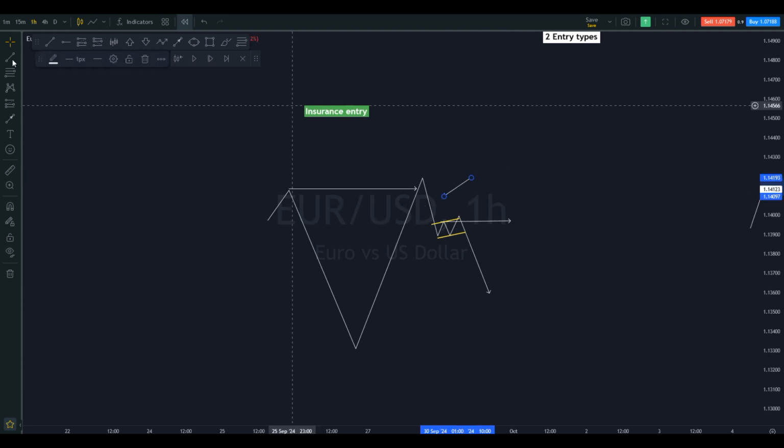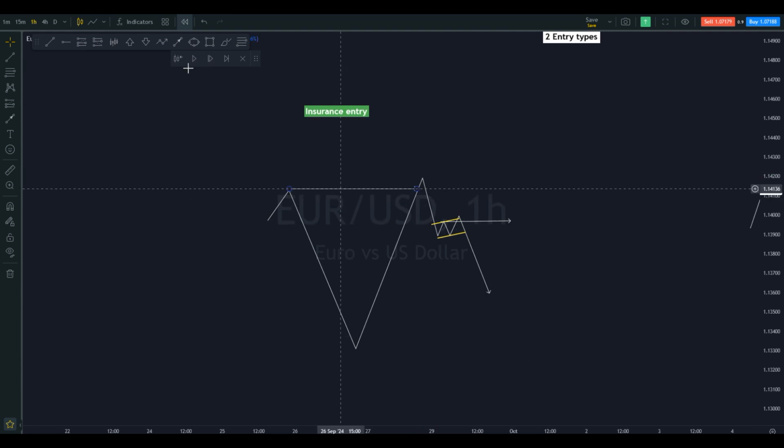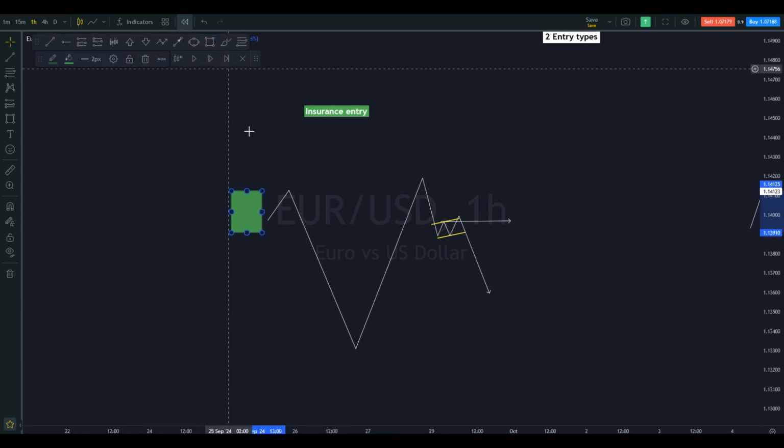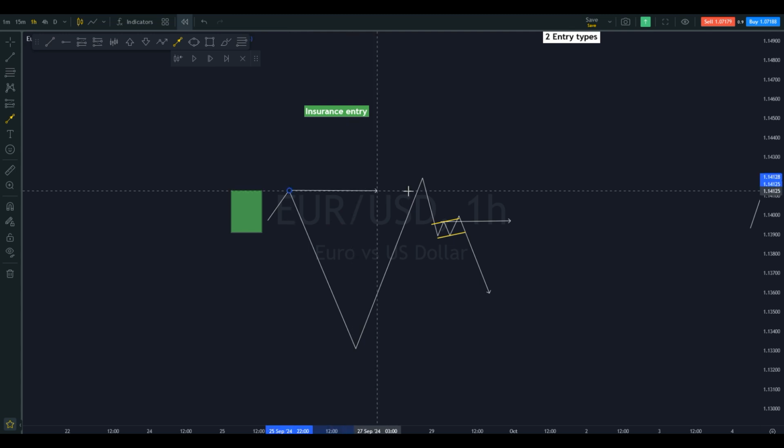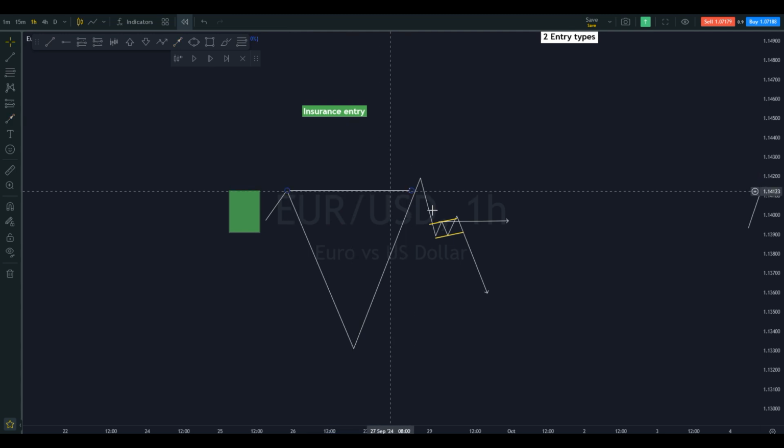So right here, guys, let's say we have our hook point, and let's say price created some value, some volume. Obviously we're going to identify our hook point, and then we wait for price to reject this level.